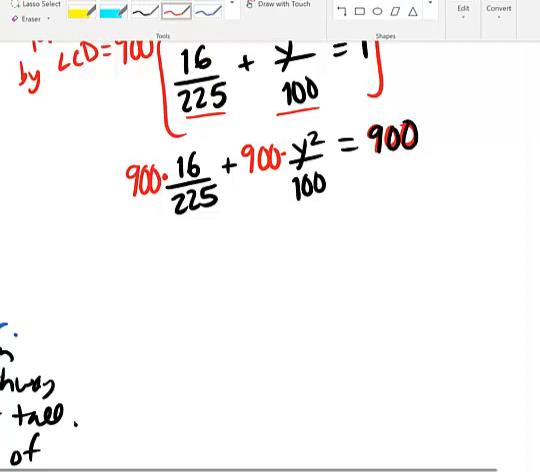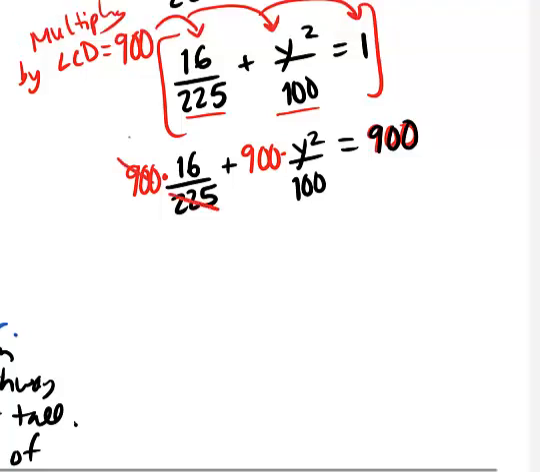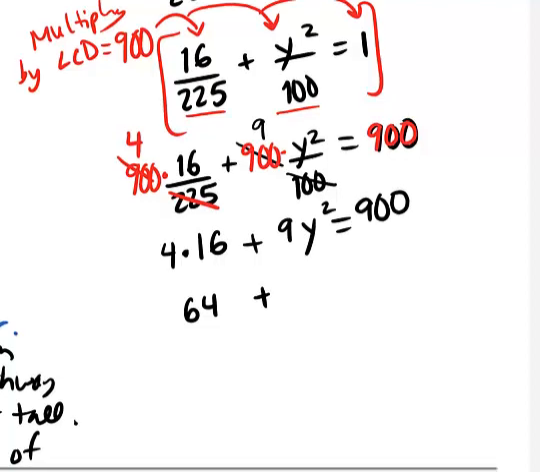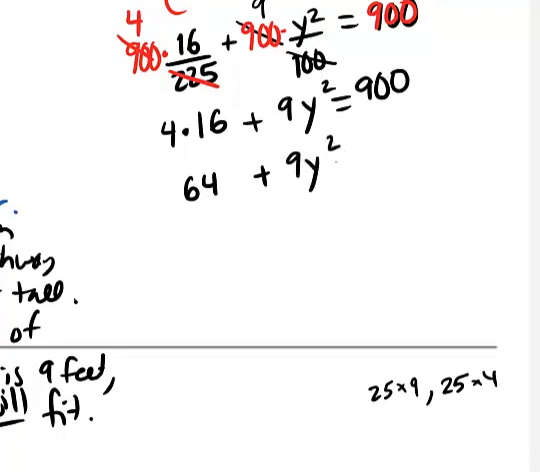So let's see, 900, or sorry, 225 goes into 900 4 times. So really this and this will reduce to leave a 4 on the top. So it'll be 4 times 16, which is 64. I could write it out just to be safe. 4 times 16, that's 64. So that's what the first term becomes. Of course, 900 and 100 reduce to leave a 9 times the y squared. So it looks like this is the equation that we're left with to solve.